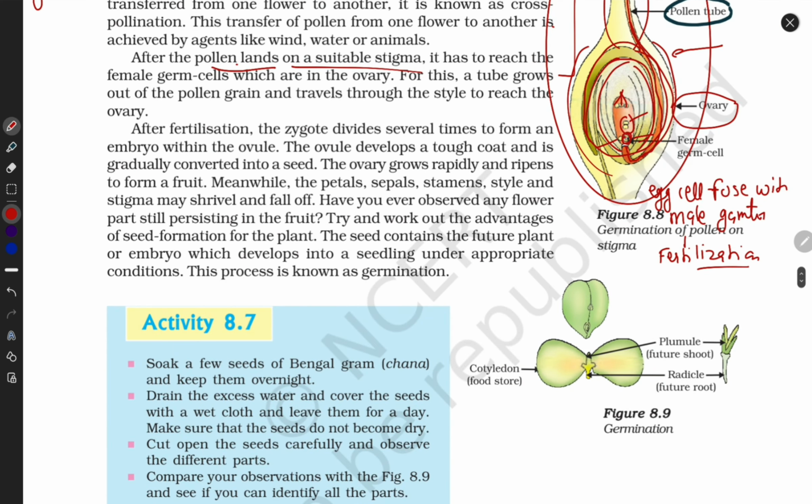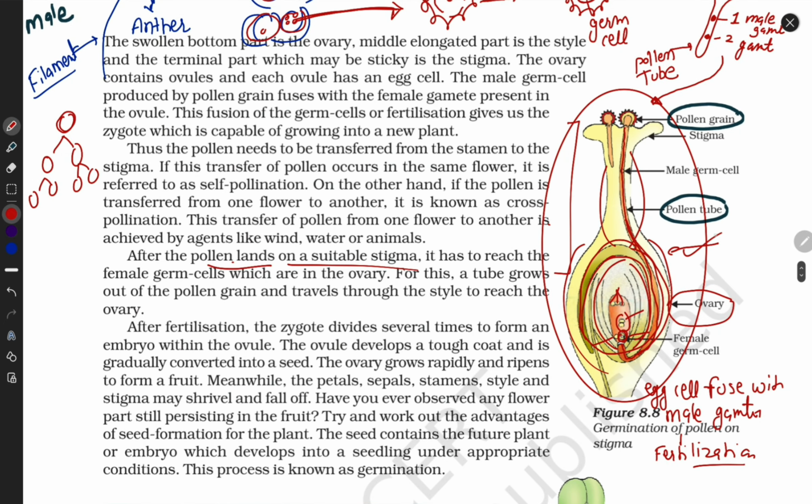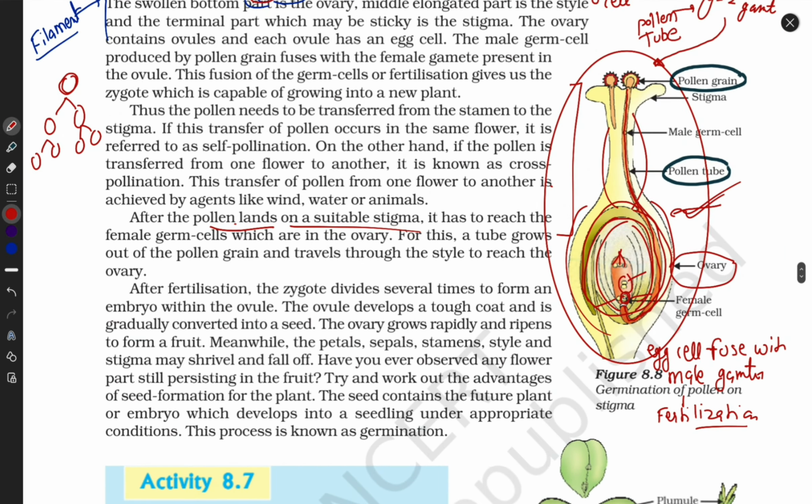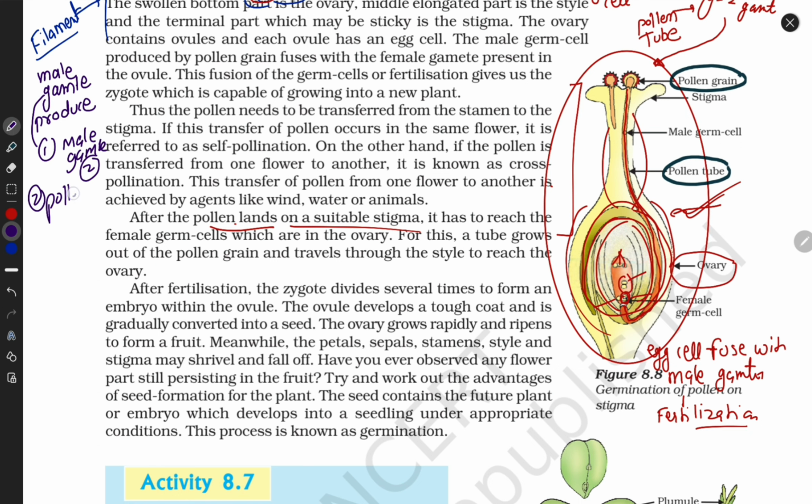I must say, you have to learn how to draw this kind of diagram. They give you marks, they provide you numbers, a score of full out of full. I make a chart for you. Here, look at here. First, the male gamete produces what? They produce first male gamete, how many? 2. Second, what do they produce? Pollen grains. Okay, look at here, this kind of structure.